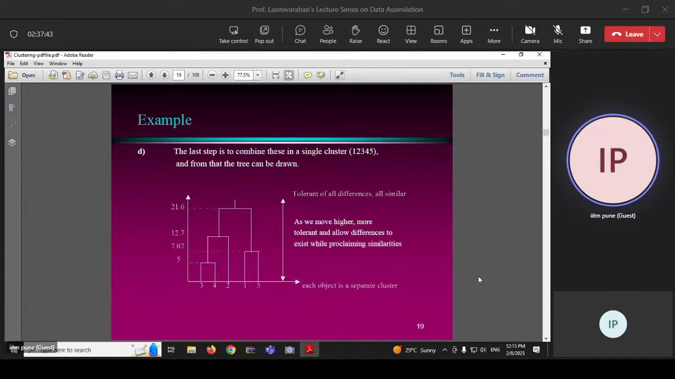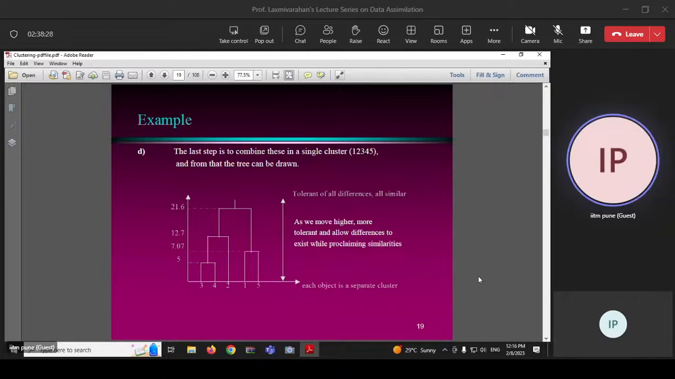If I further relax my tolerance to 7.07, these two are already similar. A new similarity is born, 1 and 5. If I'm willing to tolerate further, at 12.7, these 3 look similar. That's different. If I'm willing to tolerate at 21.7, all look alike. Isn't that the way we do business? So this is called a tree diagram. This is called a dendrogram. It is the result of my clustering exercise.